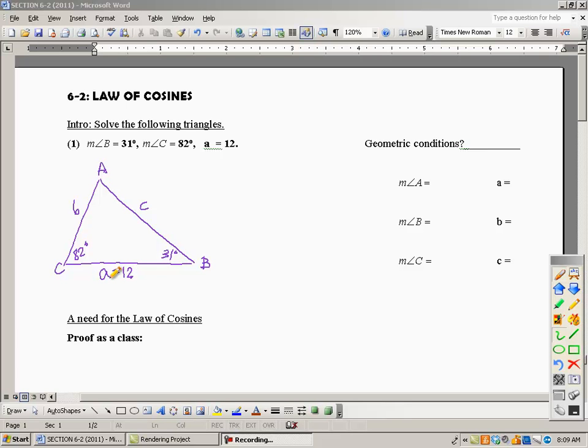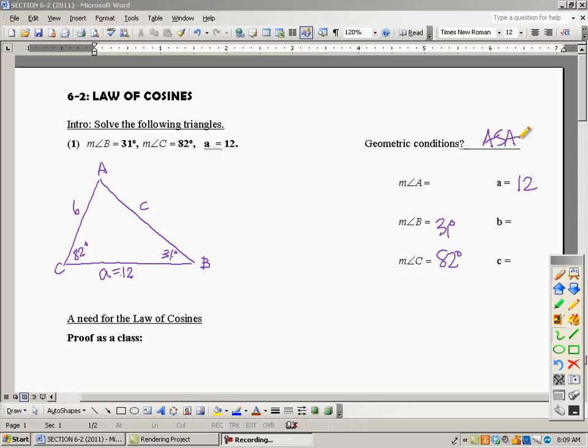Okay, now let's put in what we know. 82 degrees, 31 degrees, side A is 12. And what condition do we have? I have an angle, an included side, and an angle. So this is angle, side, angle. And that's good for us because we know the side angle condition is the one that causes this problem. So this will most likely be a triangle.